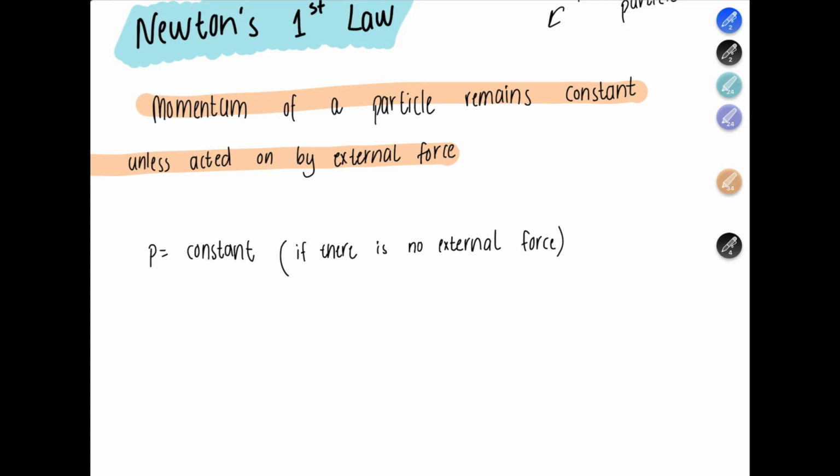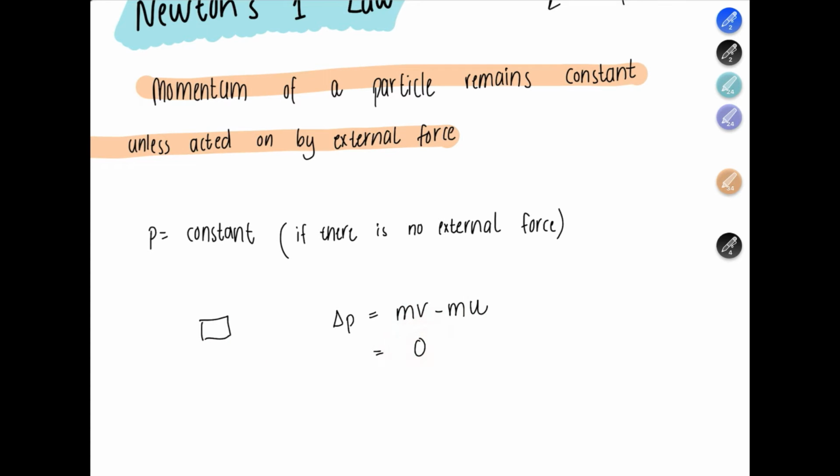Let's say if an object is resting, what is the change in momentum? So change in momentum is mv minus mu. So this is going to be 0 because final velocity is 0, initial velocity is 0. It's at rest. So there is no change in momentum. The momentum is constant if there is no external force. Even if this was moving, let's say at 30 meters per second, the final velocity and initial velocity would be the same. So the momentum is constant if there is no external force.